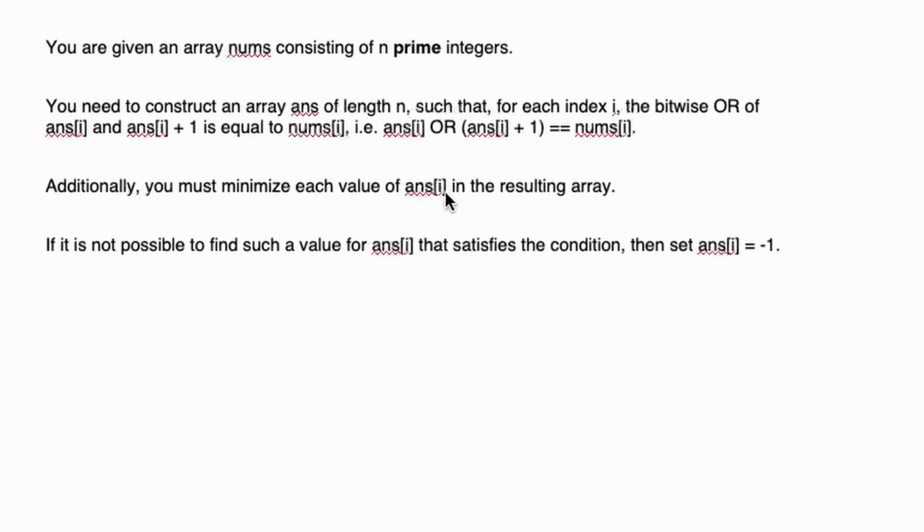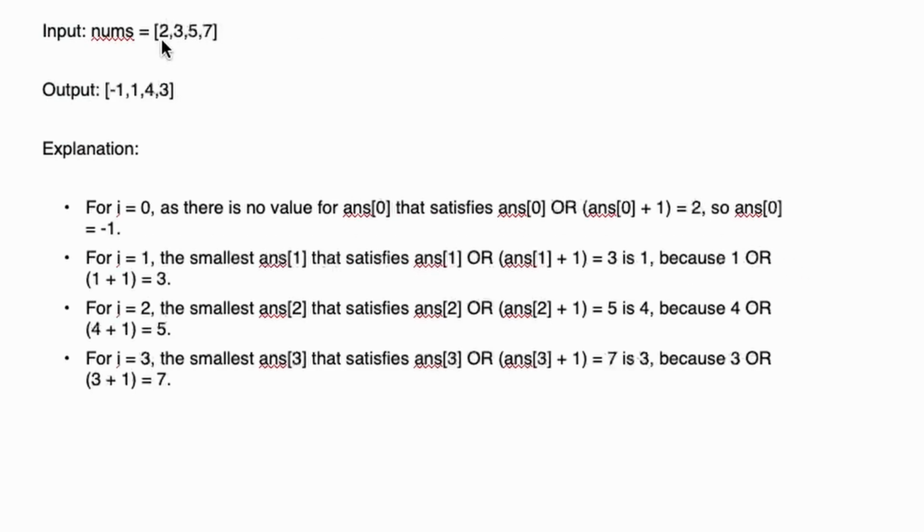And if at any point for one of those elements we cannot find any number that satisfies the condition, we just put -1 in its place. So here we have the example 2, 3, 5, and 7. And our output is -1, 1, 4, and 3. So for the first one, there's no value that satisfies this, so we put -1.